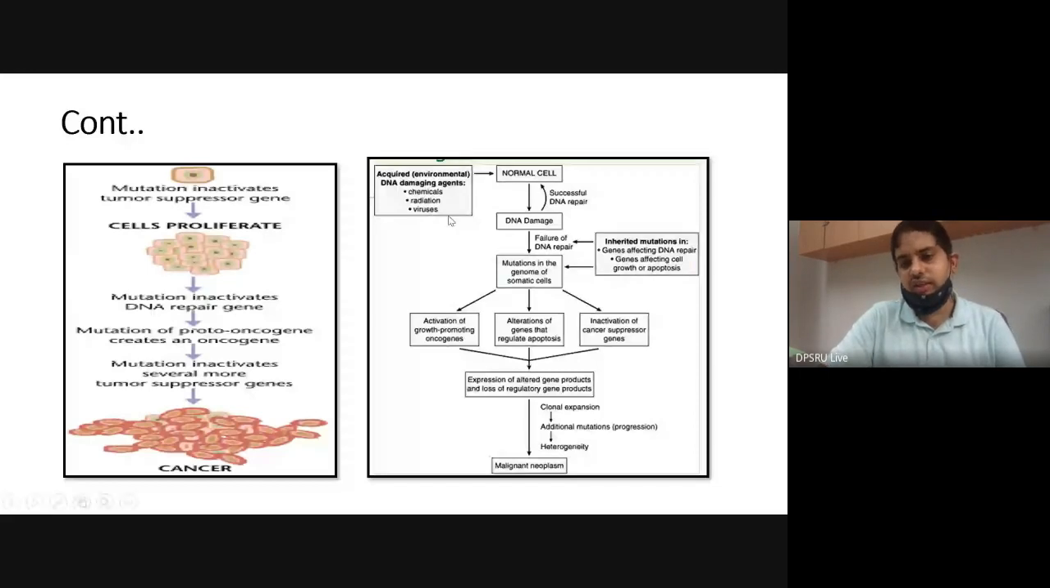Viruses, of course, as I told you: hepatitis B and hepatitis C viruses are one of the major reasons for liver cancer. For cervical cancer, the papilloma virus is also a reason. Cervical cancers in ladies are increasing.